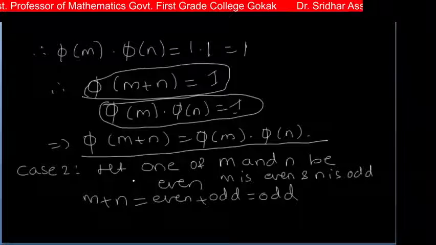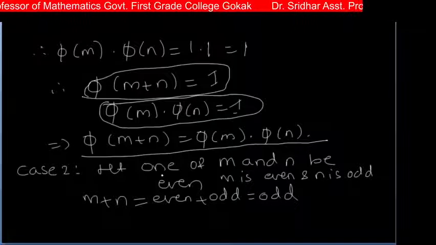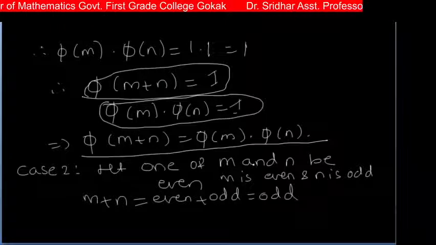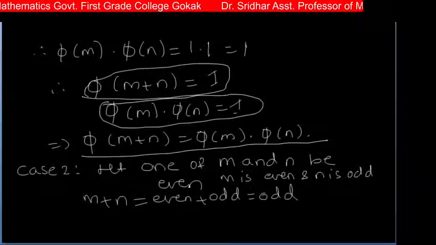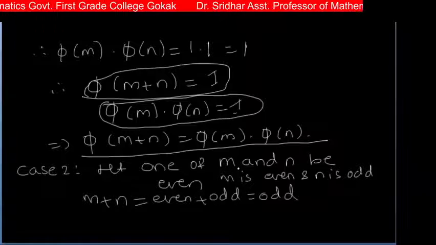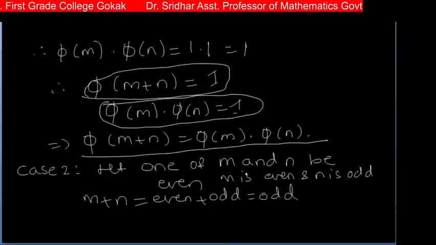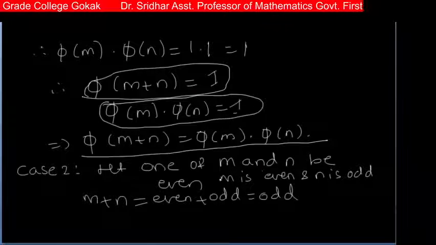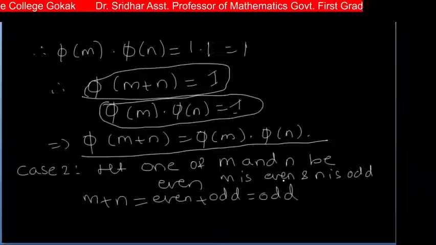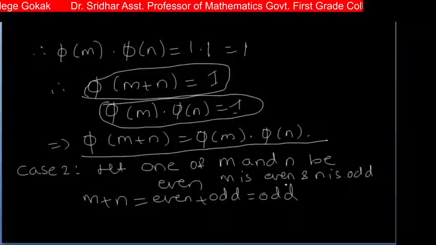So then another case arises, that is one of the two, m and n, is even. Okay, so one of the two m and n is even. Either m is even and n is odd, or n is even and m is odd. Okay, so let us take, let m is even and n is odd.